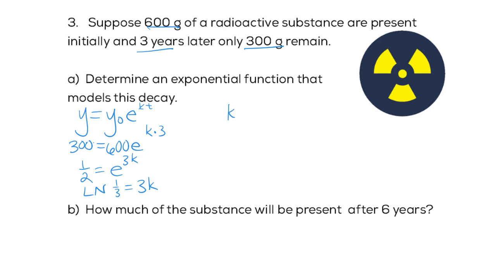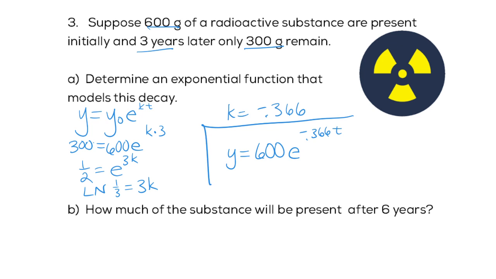And so my K value here is negative 0.366. Now notice it's negative, which is indicating that it is a decay model. So here's the model. Y equals, the initial was 600, e to the negative 0.366 t. That's the model that we will use, the full value on that exponent.